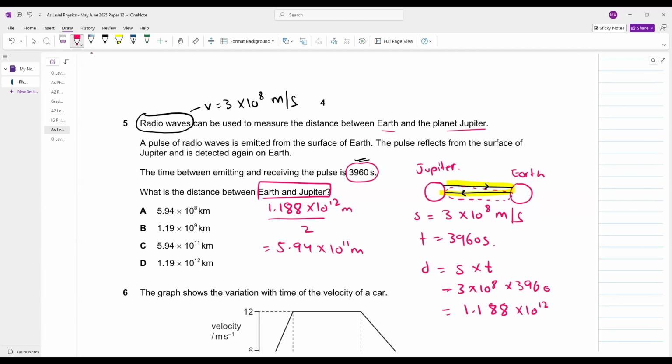Can you convert this into kilometers? Because our answers here are in kilometers. Obviously B and D get cancelled out. The answers in A and C are in kilometers. Can you convert it into kilometers? Yes, divide by 1000. This becomes 5.94 × 10⁸ kilometers. A is your answer. Simple.